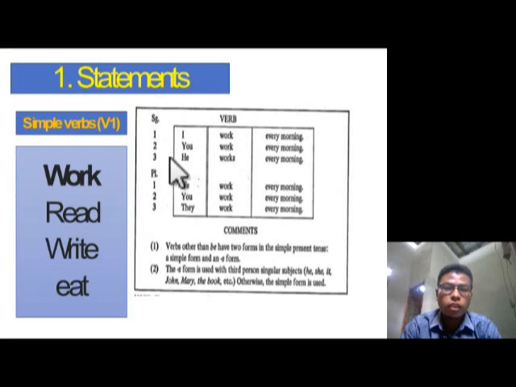I dalam bahasa Inggris sebagai first singular subject, you ya second singular subject dan second plural subject. While he, she, it ya, atau nama orang misalnya John, Mary itu sebagai third singular subject. Nah, sementara we sebagai first plural subject. Kalau they sebagai third plural subject. We practice the sentence ya. Here, I work every morning. You work every morning. He works every morning.